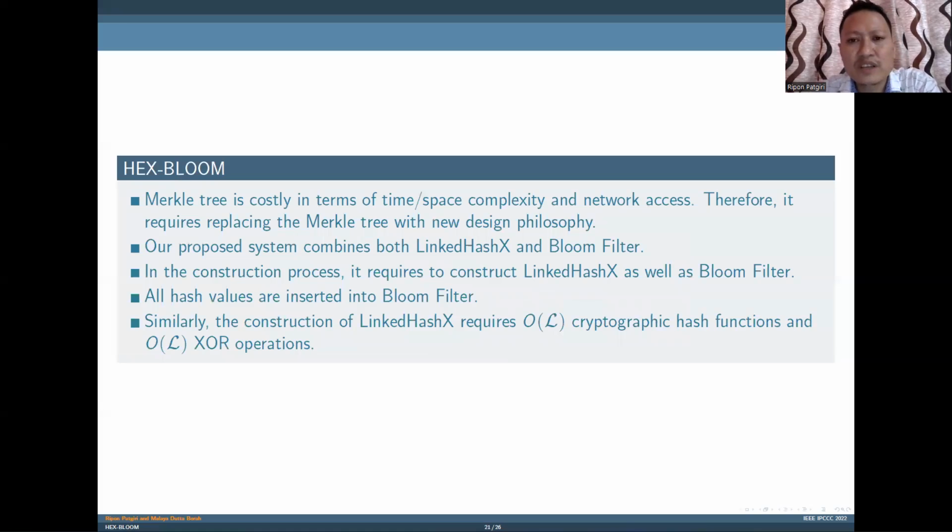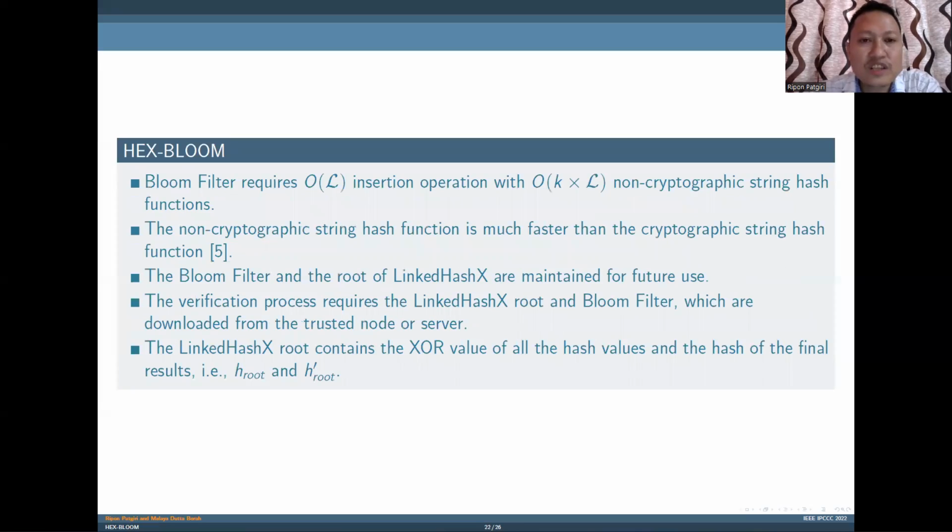So HEX-BLOOM is a combination of Bloom filter and linked HashX. Merkle tree is costly in terms of time and space complexity and networks, as we have already discussed. Our proposed system combines both linked HashX and Bloom filter. In the construction process, it requires constructing linked HEX as well as Bloom filter. All hash values are inserted into the Bloom filter. Similarly, the construction of linked HEX requires big O of L cryptographic hash functions and big O of L XOR operations. Bloom filter requires big O of L insertion operations with big O of k times L non-secure hash functions. Non-secure hash function is much faster than the secure variant. The Bloom filter and the root of linked HEX are maintained for future use.